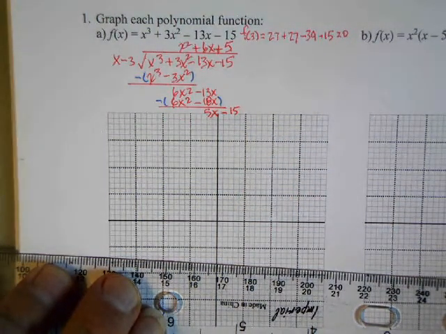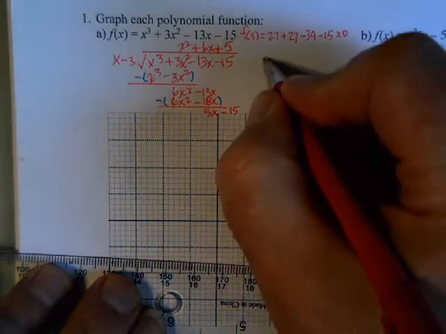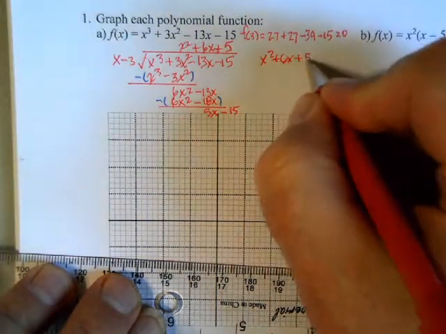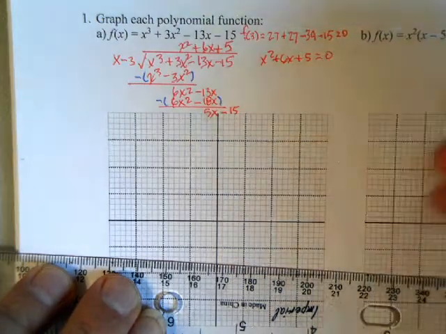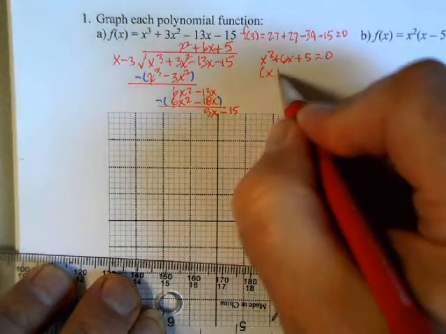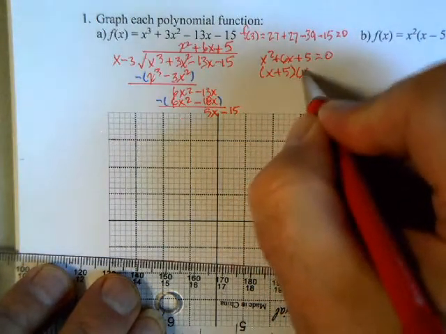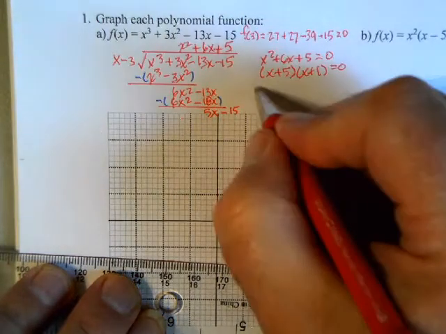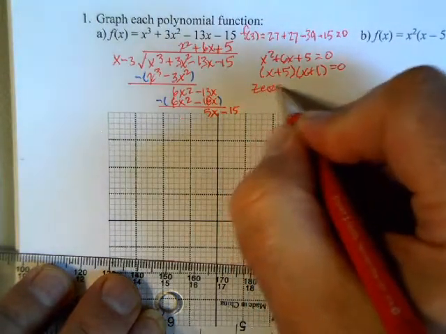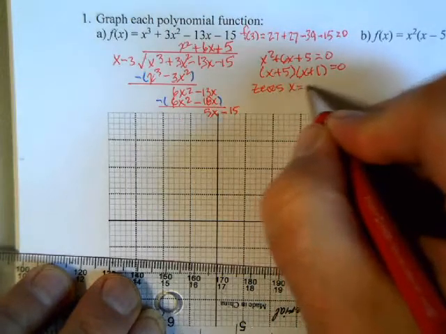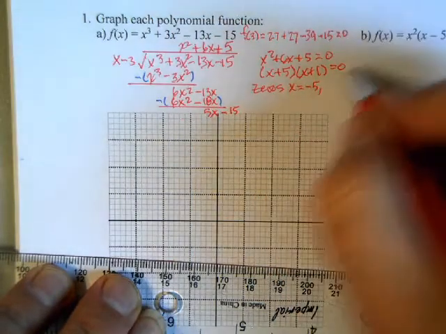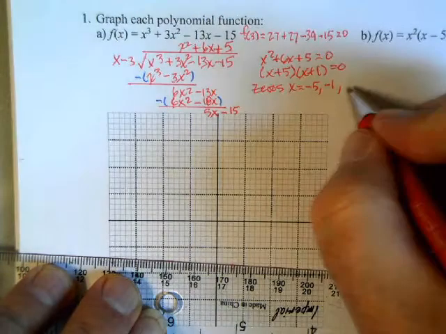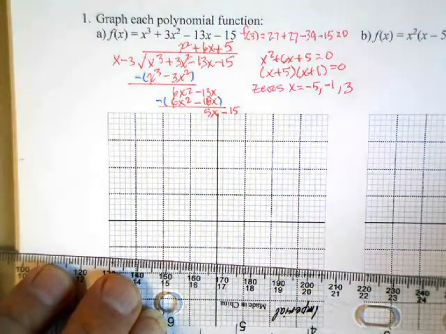So now I'm going to take the x squared plus 6x plus 5 equals 0. This one, in fact, factors into x plus 5 and x plus 1, which gives me zeros at x equals negative 5, negative 1, and of course we had 1 already at 3. So now I know where the zeros are.